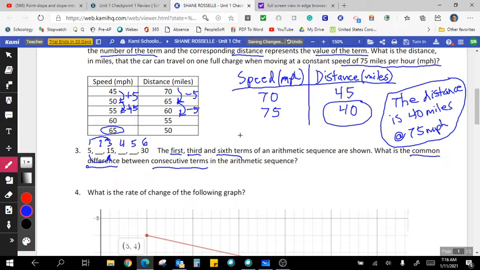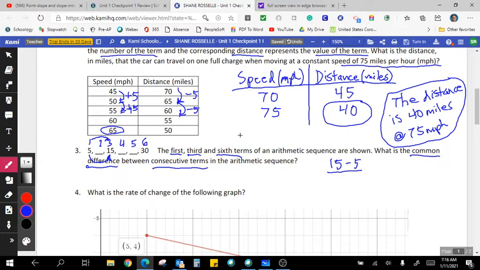So the common difference here is going to be 15 minus 5, because that's the difference between 15 and 5. And I'm going to put that very similar to slope. Common difference is your slope, right? So change in the y values over the change in the x values, and that's kind of what it is.